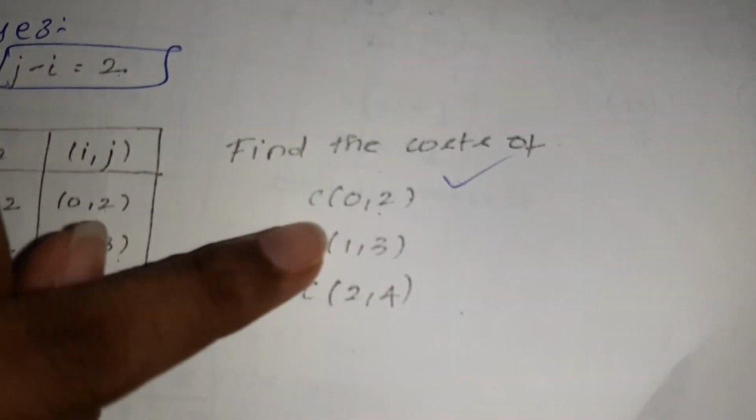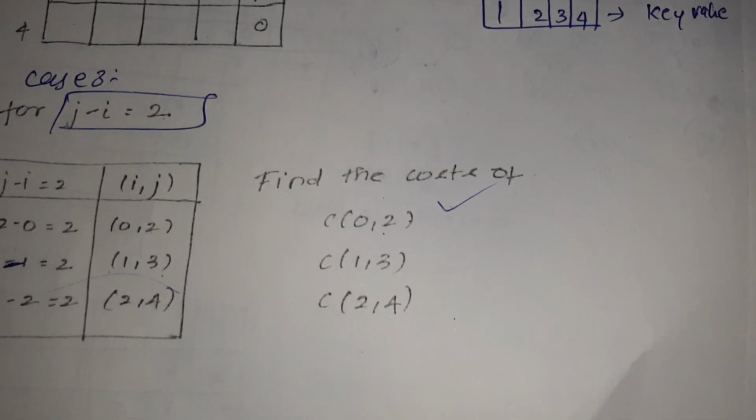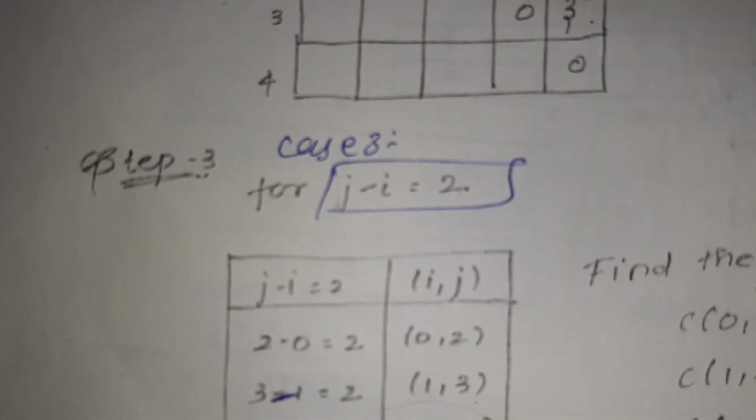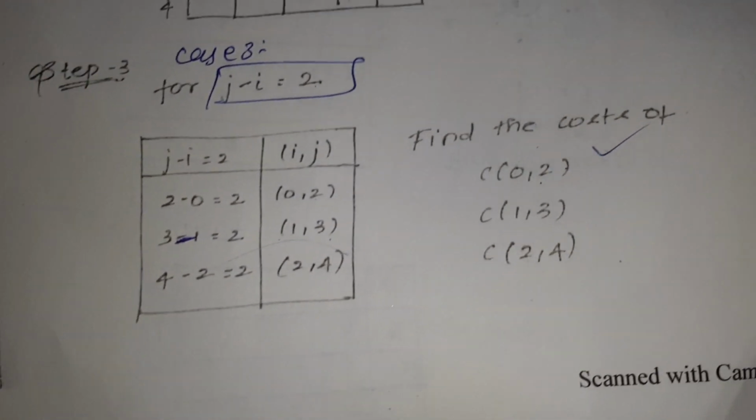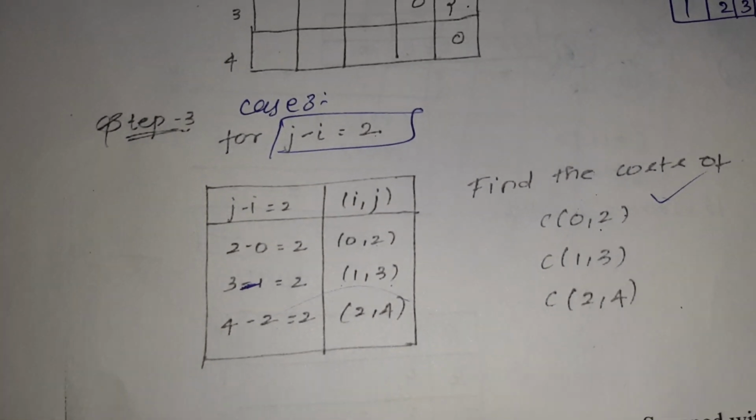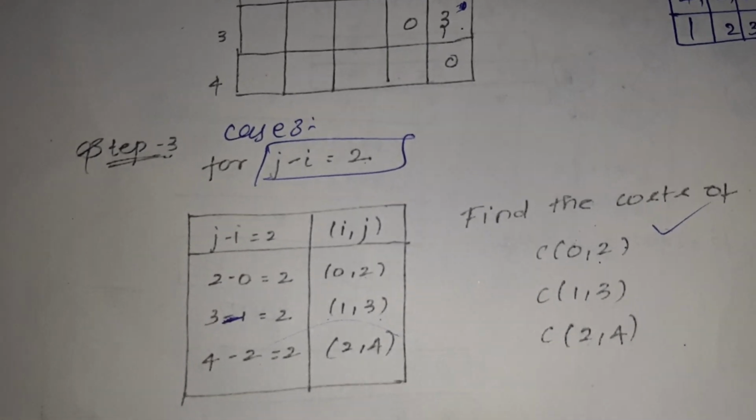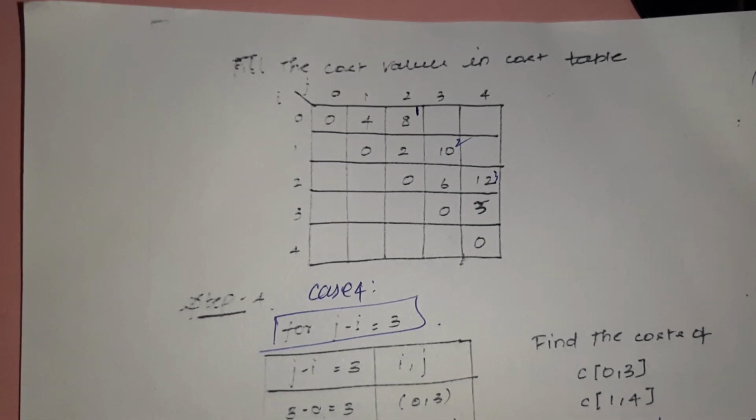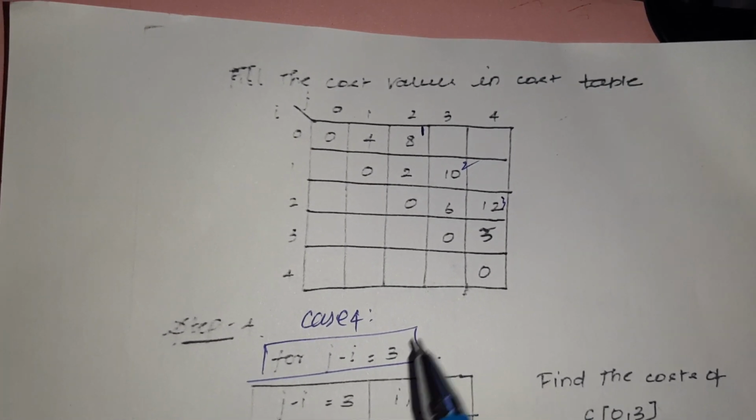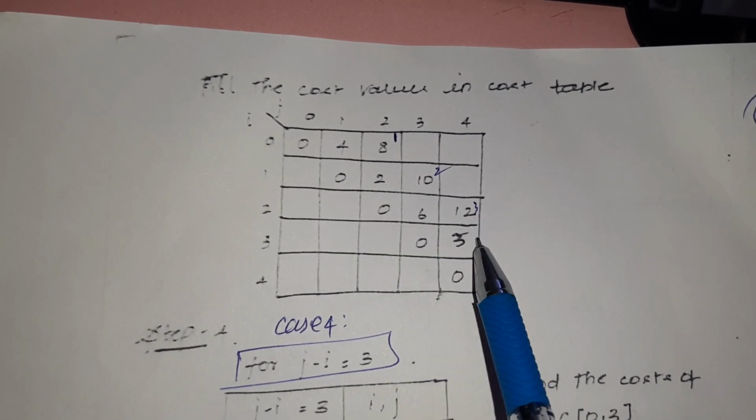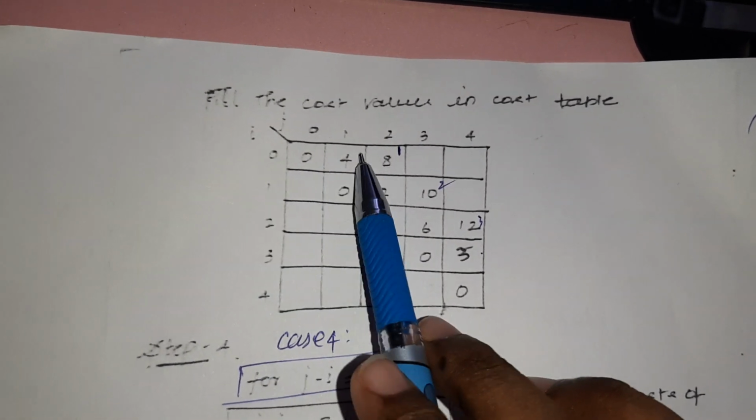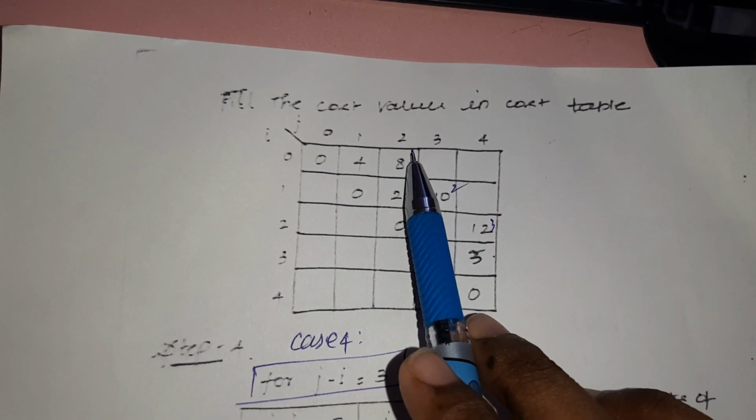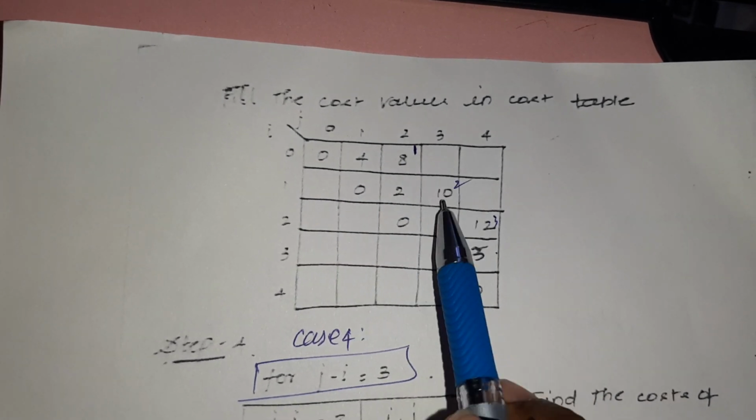So all those things we finished, right? C 0 comma 2, 1 comma 3, 2 comma 4. This is the case that comes under j minus i equal to 2. Now we are going for the next case, case 4, j minus i equal to 3. So here, whatever answers you got, just keep them here. 0 comma 2 you found that, right? 8, for your understanding purpose, please keep 1 here. Next, 1 comma 3 we got 10.